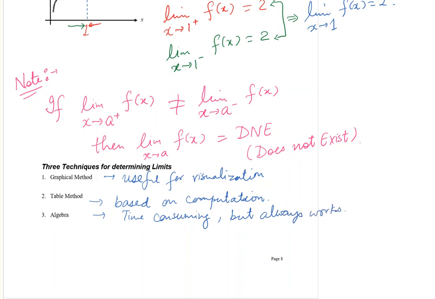The third method that we have is called the algebraic method. The algebraic method is like a shortcut method. It involves manipulation and some simplification of the computations. So it includes manipulation and simplification for computation purposes.